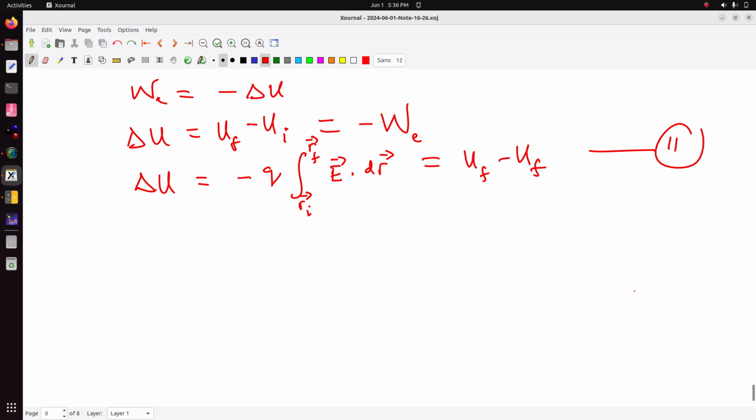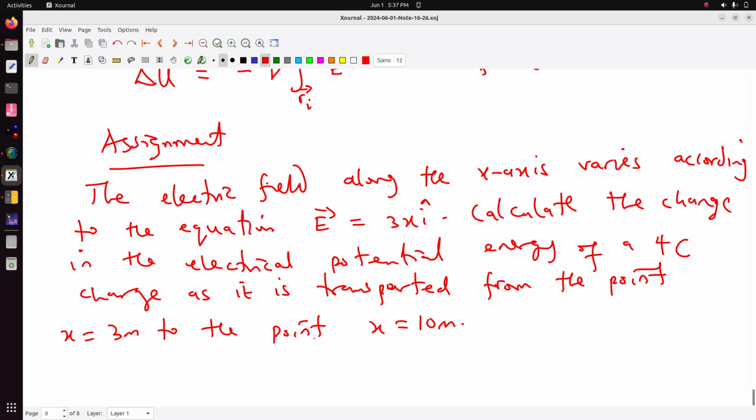Now, let me give an assignment on this. The electric field along the x-axis varies according to the equation. In this case, this electric field is not constant. It varies according to 3x i, still a vector. The question is, calculate the change in the electric potential energy of a 4 coulomb charge as it is moved from the point x equals 3 meters to the point x equals 4 meters.